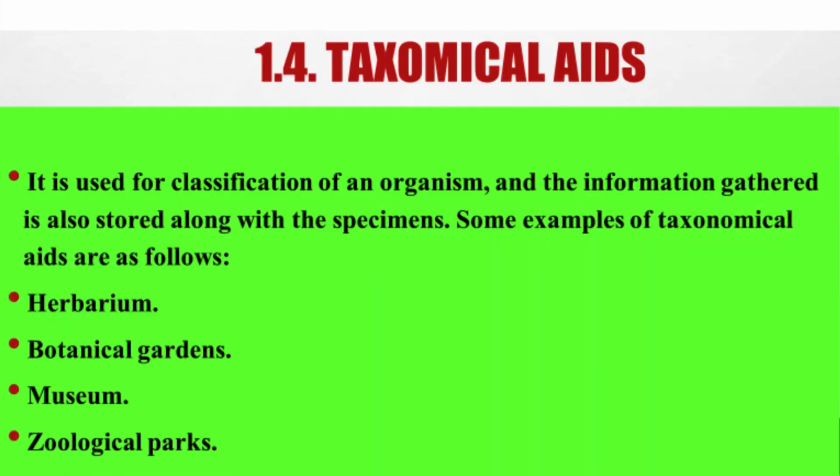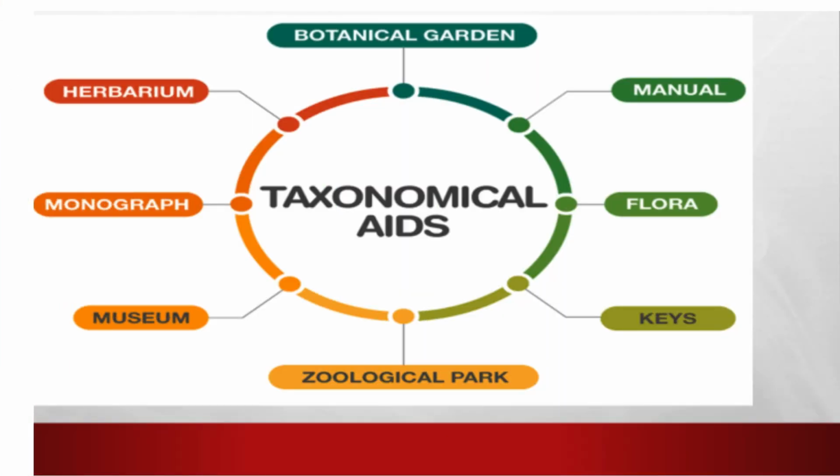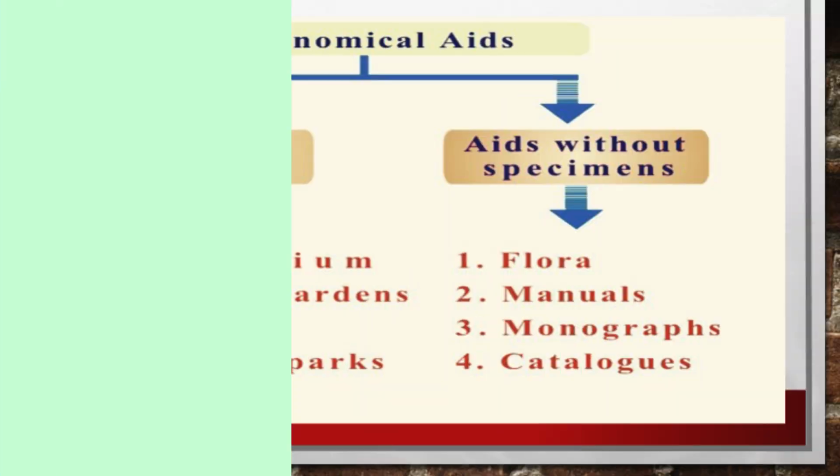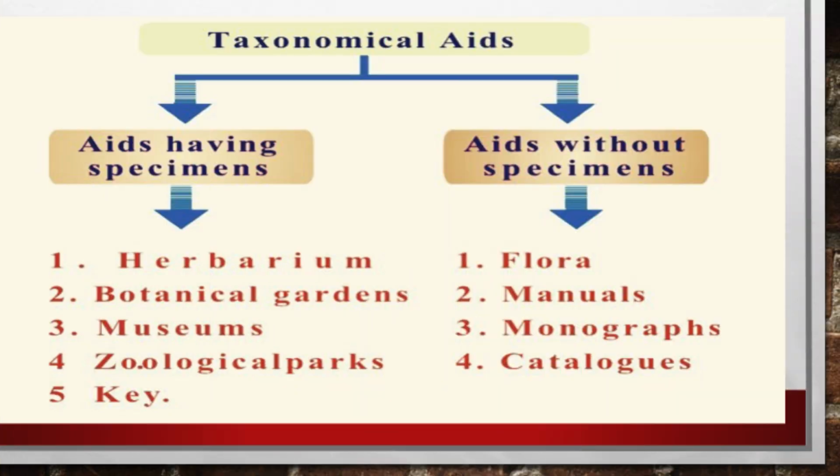Taxonomical aids. They are used for classification of an organism, and the information gathered is also stored along with the specimens. Some examples of taxonomical aids are as follows: herbarium, botanical gardens, museum, zoological park. More varieties of taxonomical aids are shown here. Taxonomical aids can be further classified as aids having specimens and aids without specimens.